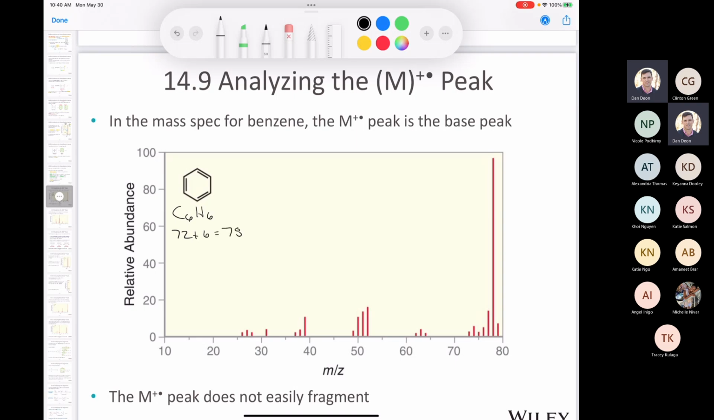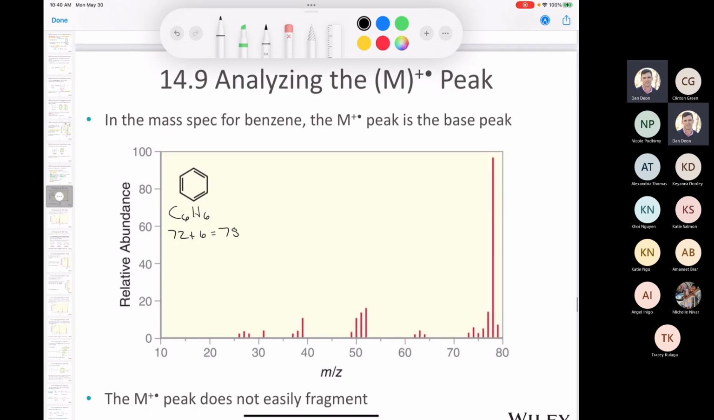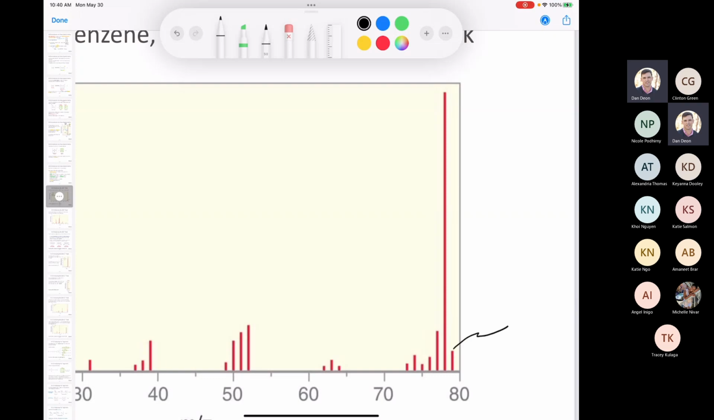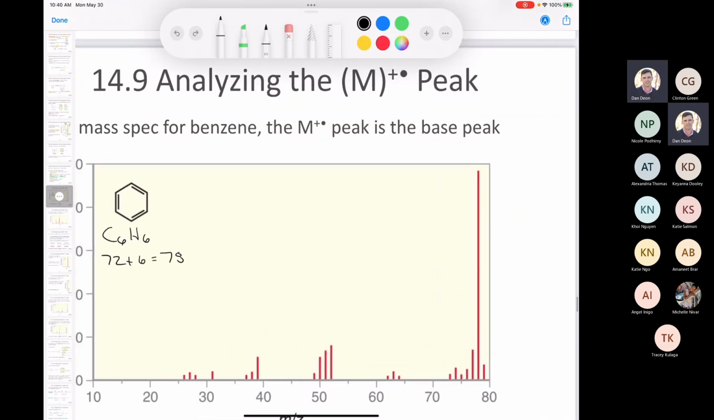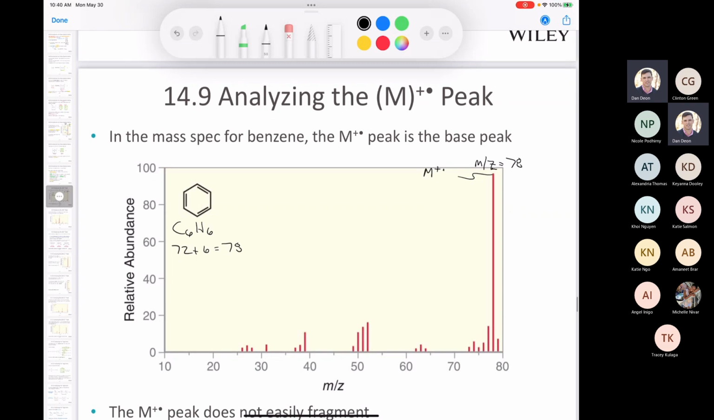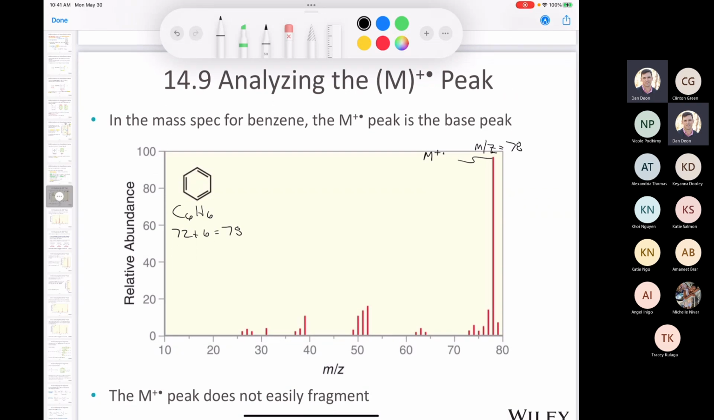If you lose one electron from benzene, you should have a parent ion at 78. We zoom in here, we see 80. This would be 79. And what do you know? We have something with a mass over charge that's equal to 78. And this also happens to be the parent ion or the molecular ion. It's also the base peak, because the base peak was what? The tallest peak. So it's the molecular ion and it's the base peak.